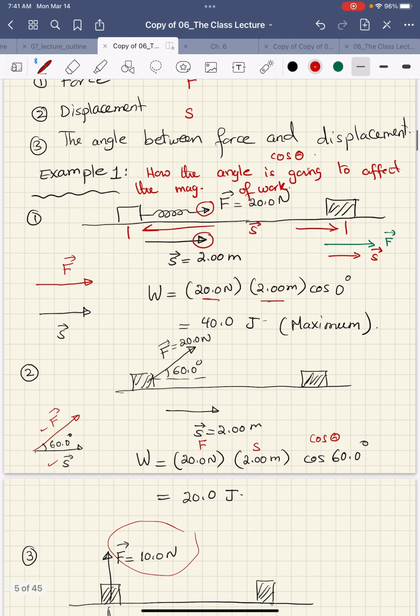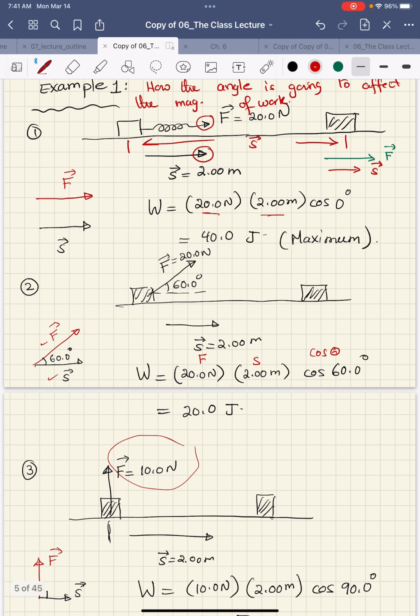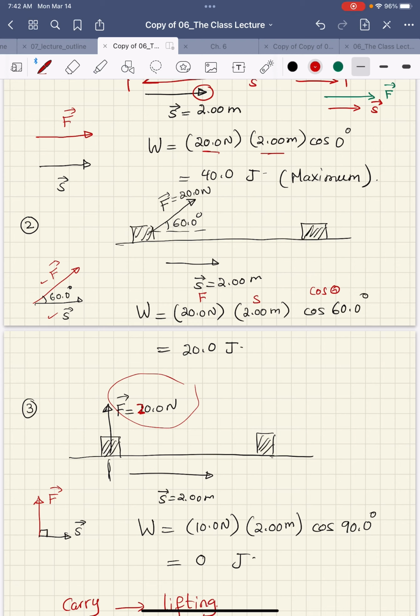Then I will get the work done as 20 joules. The third example here is, let's assume, again 20 newtons upward, and the object is moving to the right with displacement 2 meters. Then I will say the work done is the force times S times cosine 90, and you can find that cosine 90 is 0.